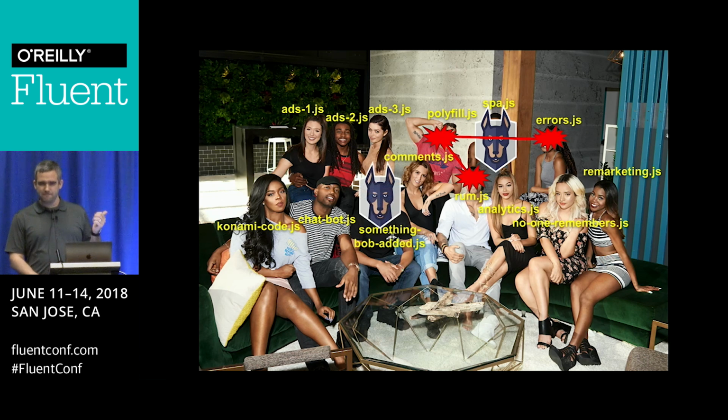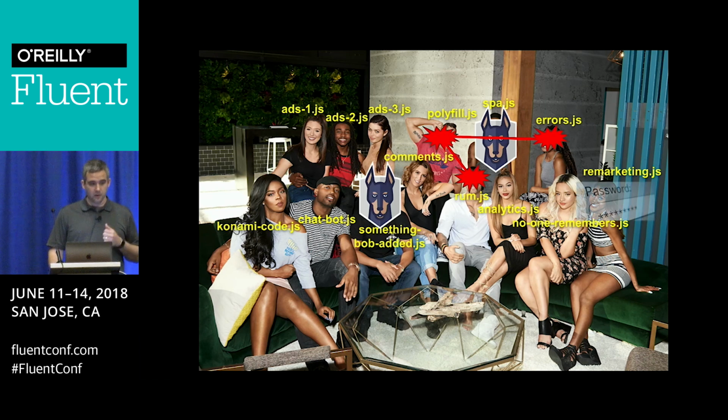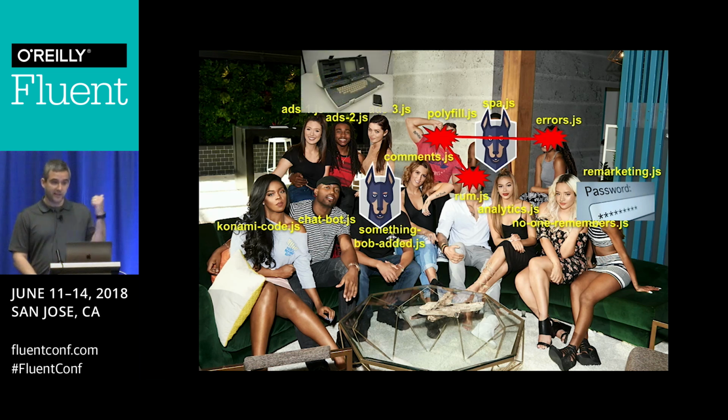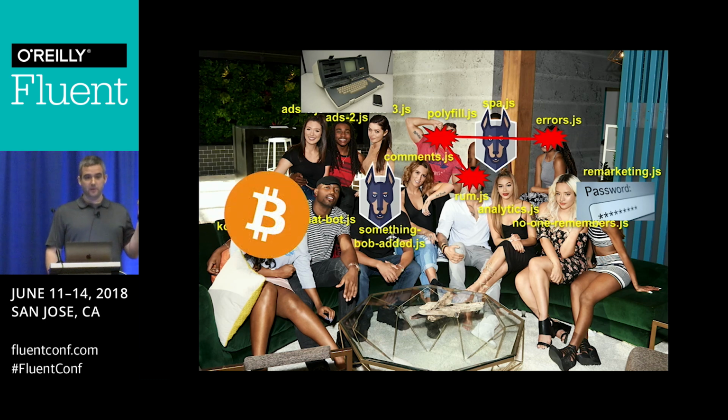But that thing that Bob added, you don't really know why it's there. It actually has a high security vulnerability. You don't know if you can remove it, if you should upgrade it, what's going to happen if you remove Bob's script. While you weren't looking at it, the remarketing company sold to another shady company that's now stealing your users' passwords. Those ad services are making your site slow down like 1990s AOL. And that Konami code script is actually mining Bitcoin while you're not looking.